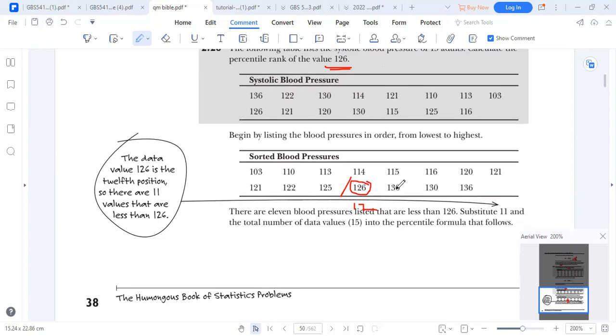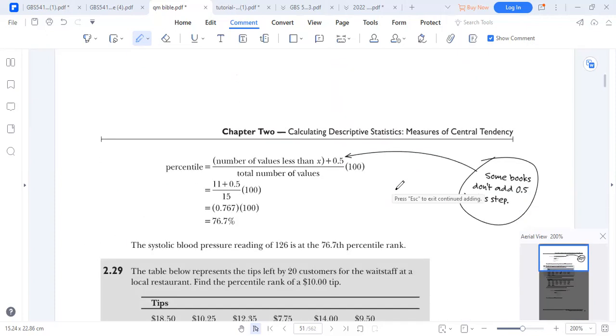To calculate the percentile, we take the number of values less than 126, and we add 0.5 there. So 11 plus 0.5 over the total number of values times 100. So 11 plus 0.5 over 15 times 100. So we get 76.7%. That is our reading in terms of the percentile.